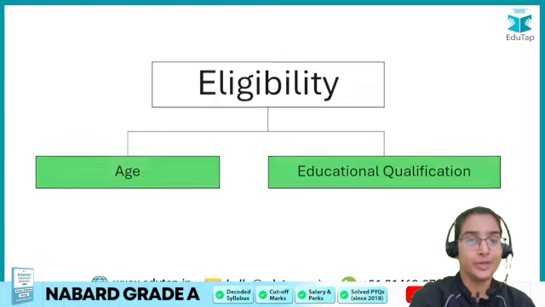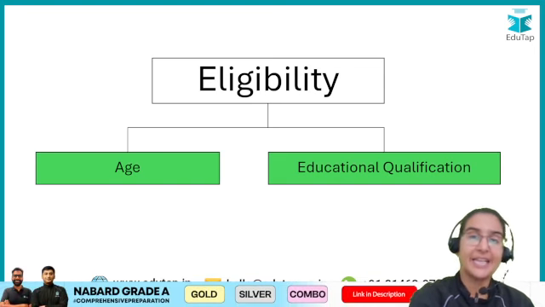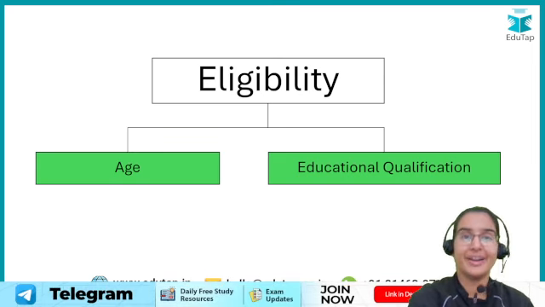On this note students, we have discussed the eligibility criteria with respect to the age and the educational qualification in great detail. So I hope this answers all your doubts regarding the eligibility.